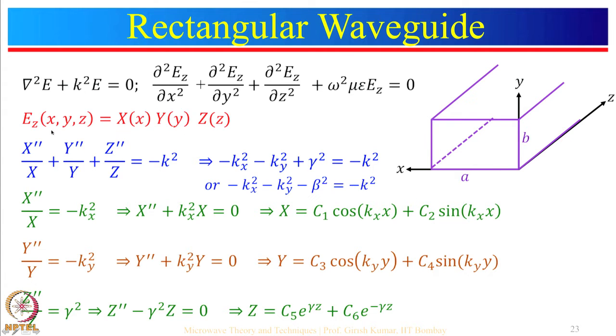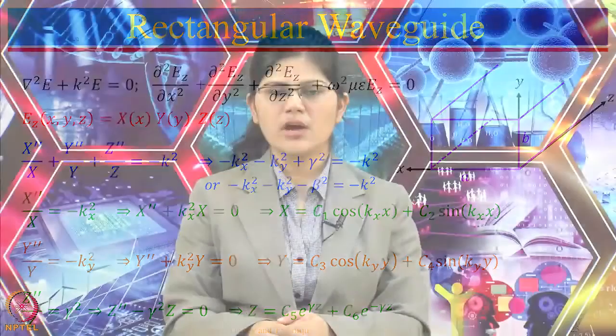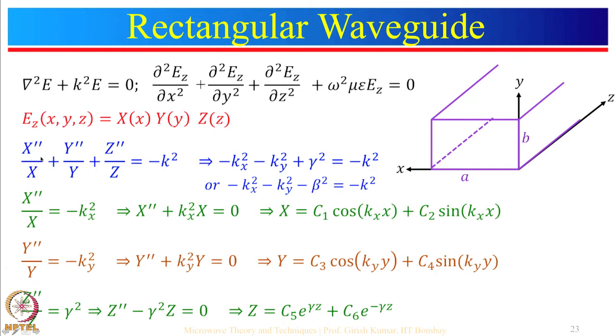Now, put this Ez in this wave equation. So, we will get Y into Z times the double derivative of X plus X into Z times the double derivative of Y plus X into Y times the double derivative of Z plus omega square mu epsilon X, Y and Z is equal to 0. Now, divide this whole equation by X, Y and Z, then we will get this equation: double derivative of X divided by X plus double derivative of Y divided by Y plus double derivative of Z divided by Z is equal to minus omega square mu epsilon, or we can write it as minus k square.